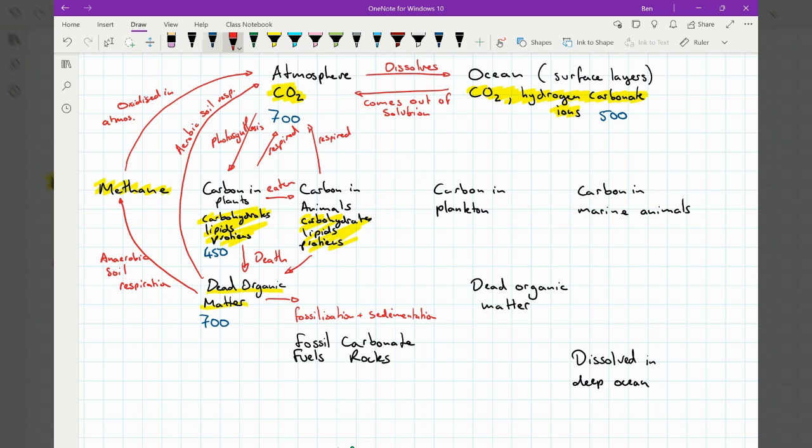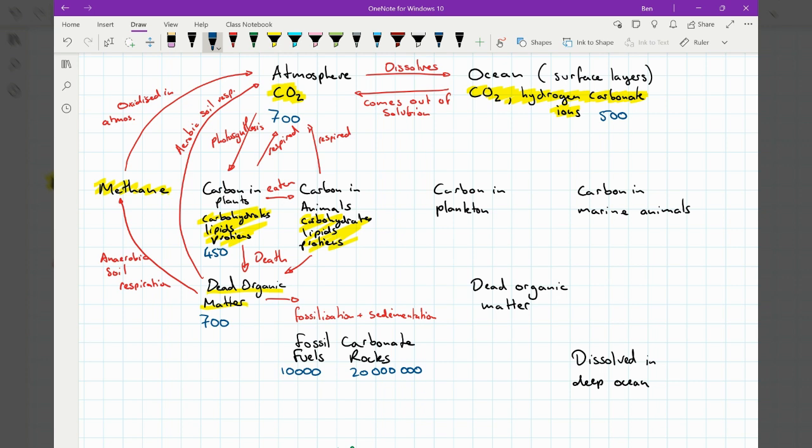So as a fossil fuel, that is 10,000 billion tons of carbon, and carbonate rocks make up 20 million billion tons of carbon. Okay, so that's the sort of familiar terrestrial processes that we've covered there.